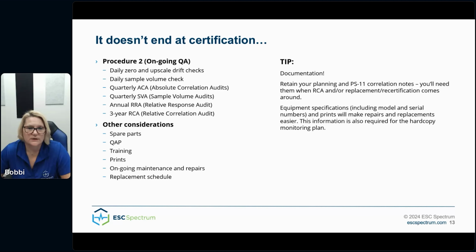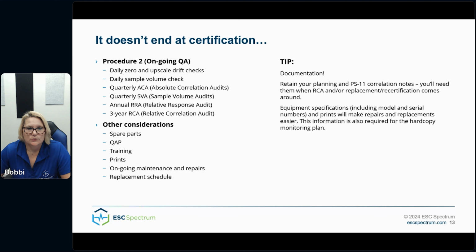And then there's the 3-year RCA, which is your relative correlation audit. This is a more intensive 12-run test to verify the correlation curve. This is where you will need to be able to repeat the PM load levels similar to the initial correlation. Your initial correlation PM loads being reliable and repeatable will pay dividends here.